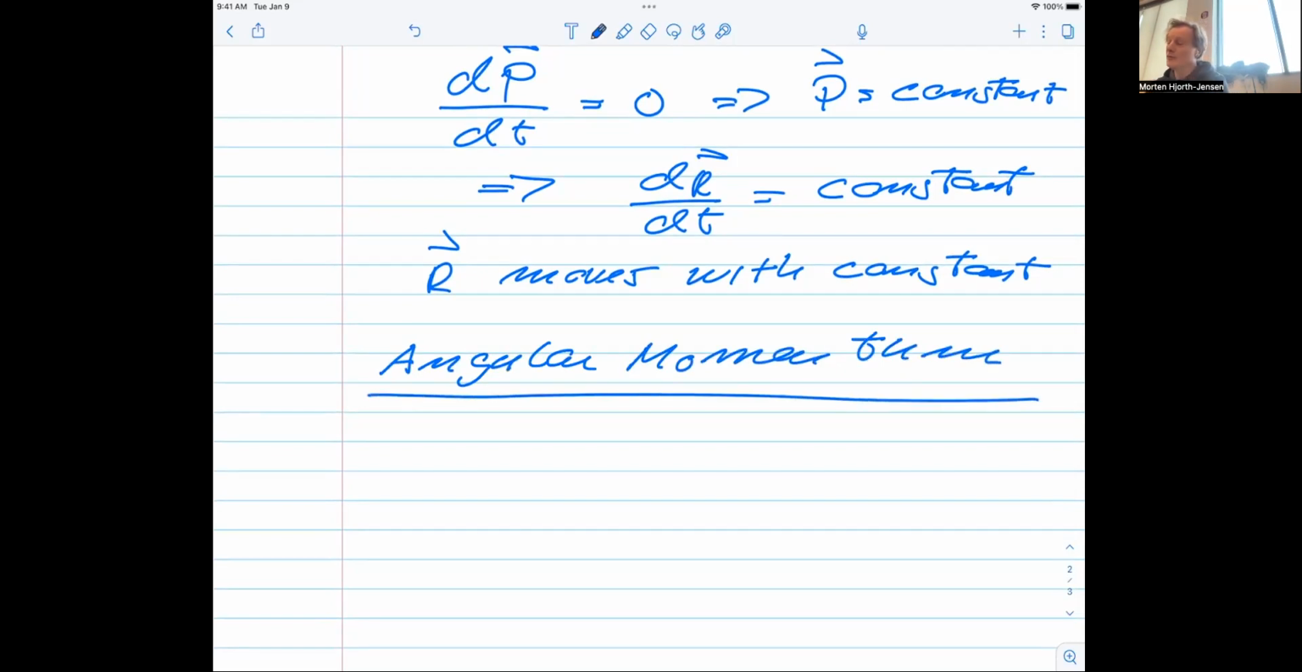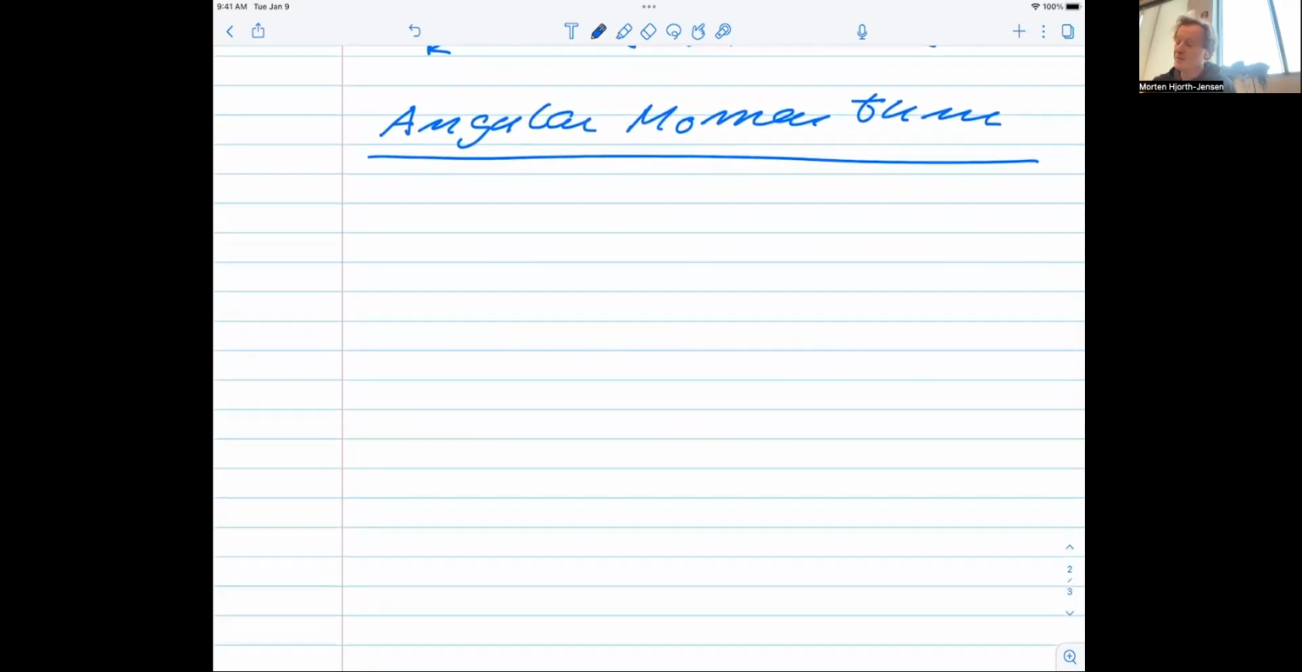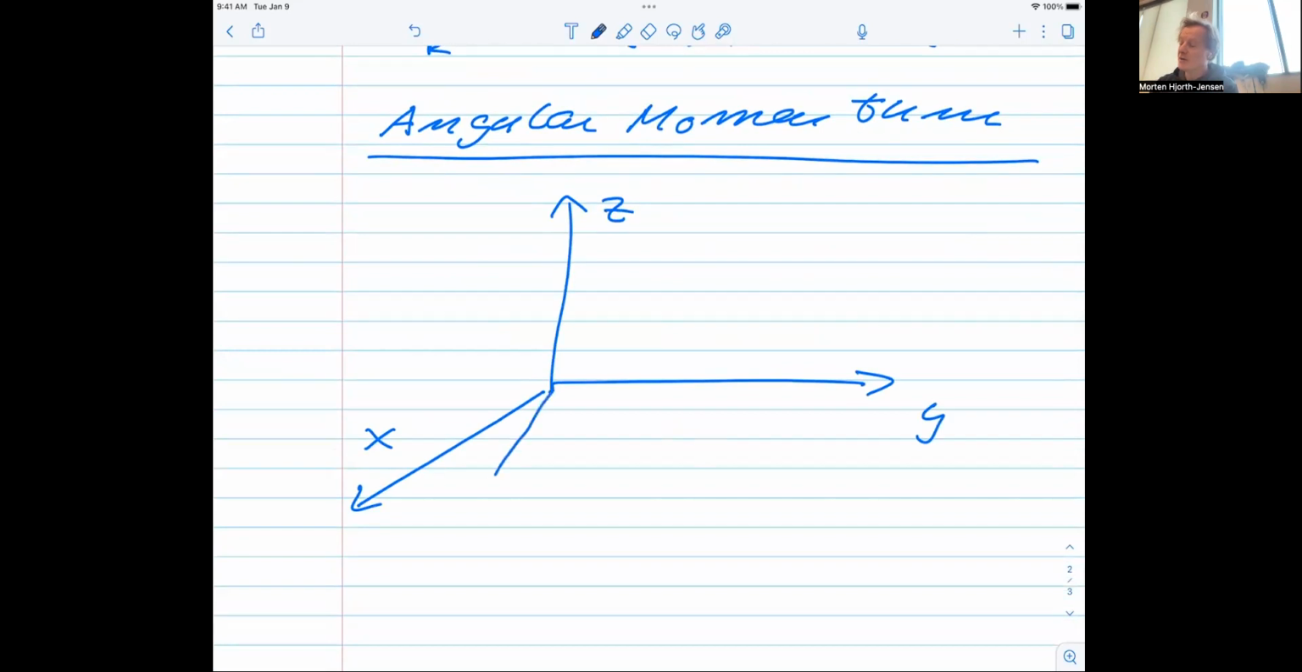So the angular momentum, if we now think of a coordinate system with X, Y, and Z as we did last time. So I'm repeating a little bit of the things which we did last time. So X, Y, and Z. Then we could now think of momentum and the position spanning out a vector in the plane here. So we could now think of this being P, which is M times V.